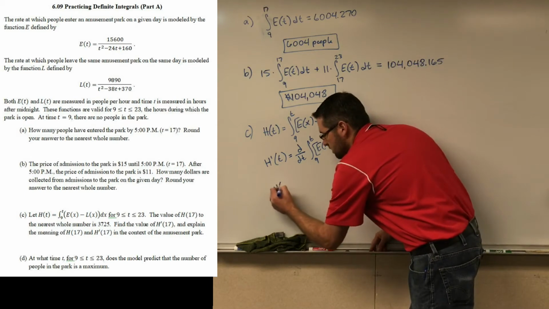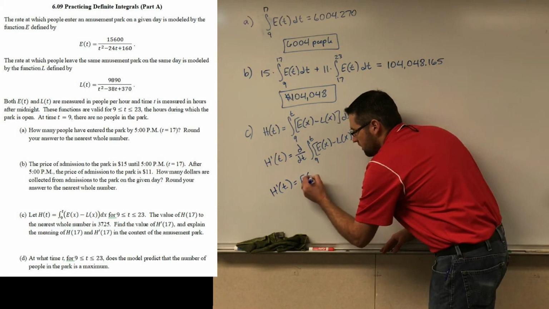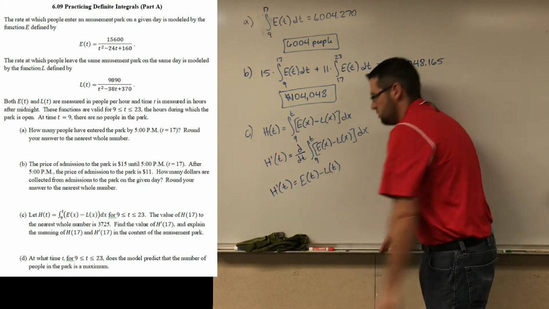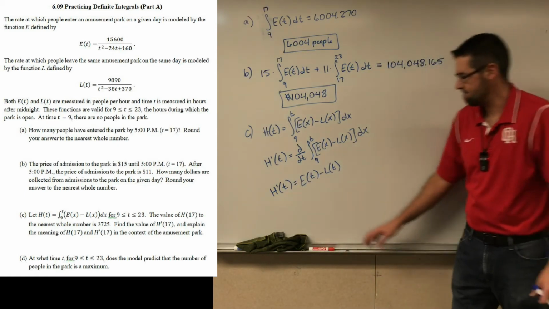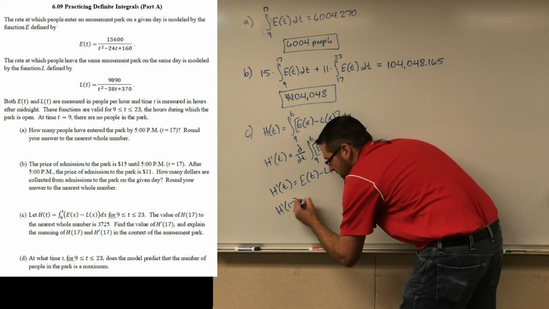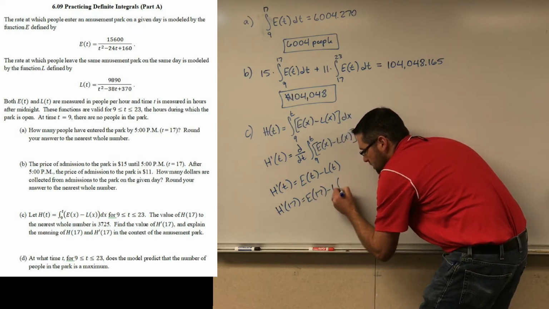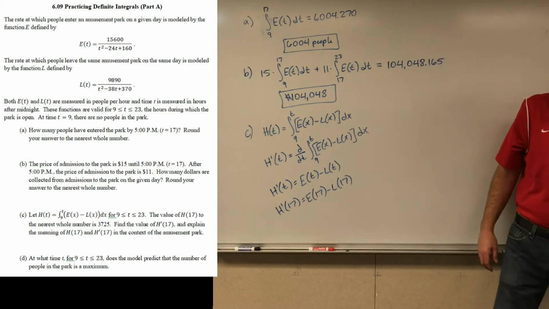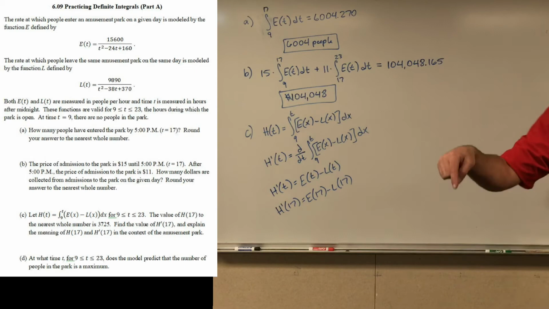H prime of t equals e of, well, now I'm going to put the t in here because you'll see why later, okay? So that's H prime of t, yeah? Okay. Now we need to figure out H prime of 17, so H prime of 17 equals E of 17 minus L of 17. You guys okay with that? Okay. So how are you going to figure that out? You just plug in the functions.